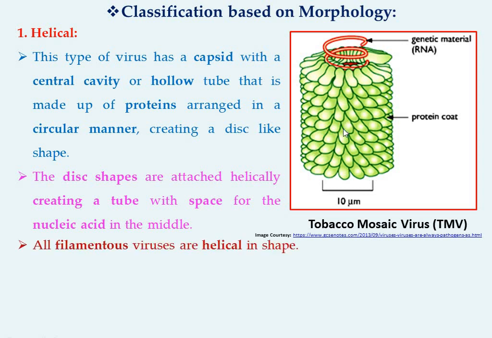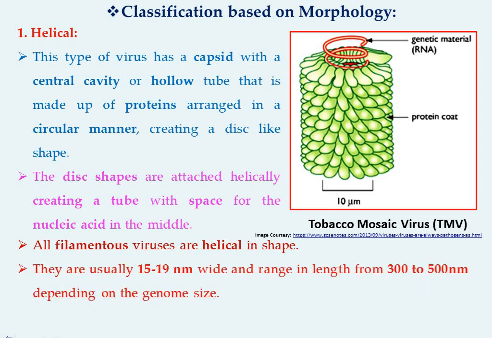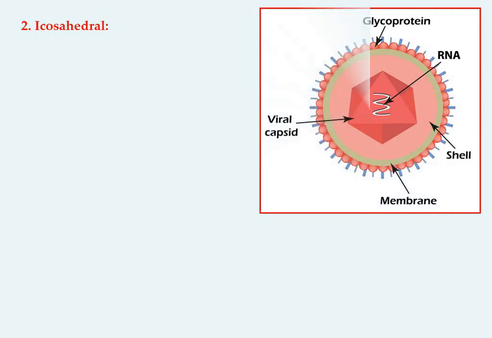All filamentous viruses are helical in shape. They are usually 15 to 19 nm wide and range in length from 300 to 500 nm depending on the genome size. Second type of virus based on morphology is icosahedral. This is an example of an icosahedral type of virus, that is poliovirus.